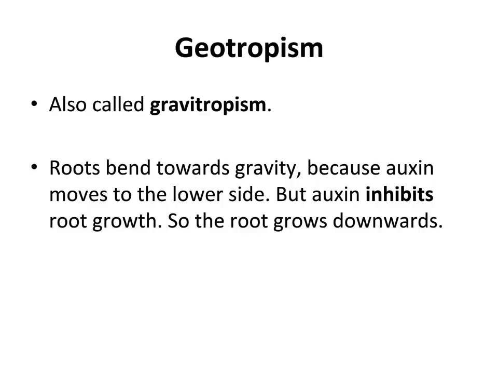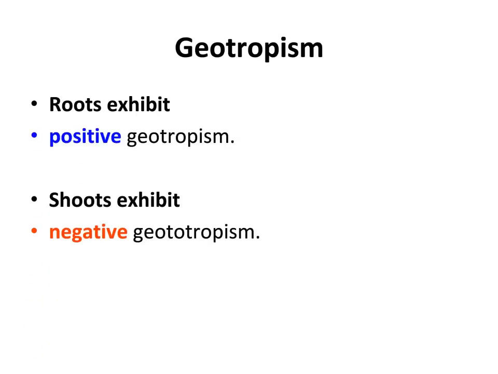Because the auxin is on the lower side, the upper side grows faster. This causes the plant to bend towards gravity. So we can say that roots exhibit positive geotropism, they grow down, and shoots exhibit negative geotropism, they grow up.